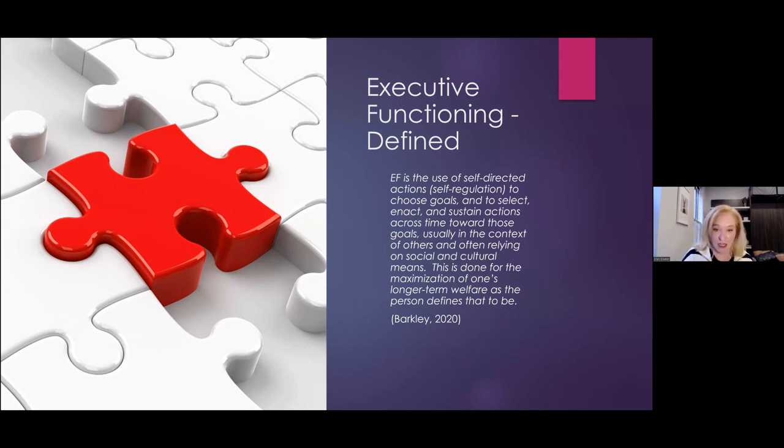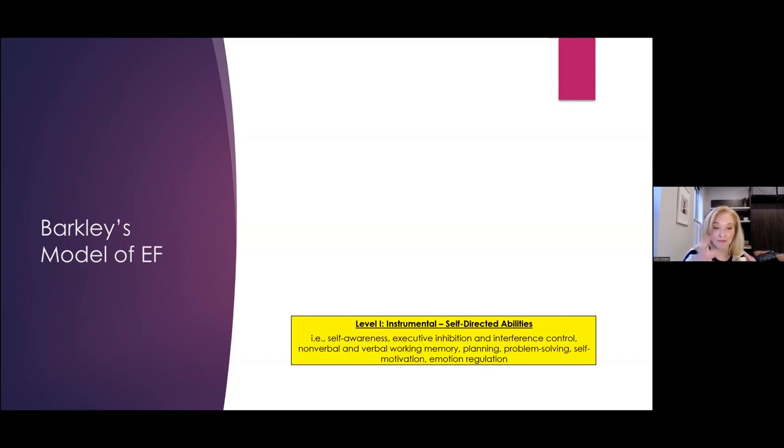So here's his definition. Executive functioning is the use of self-directed actions, self-regulation, to choose goals and to select, enact, and sustain attention across time toward those goals, usually in the context of others, and often relying on social and cultural means. This is done for the maximization of one's longer-term welfare as the person defines that to be. So what does this look like when he puts that same model and combines it with ADHD?